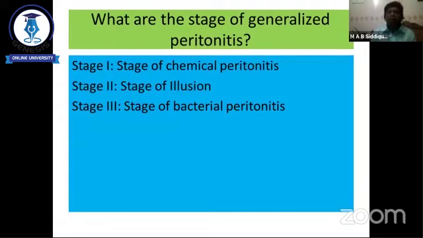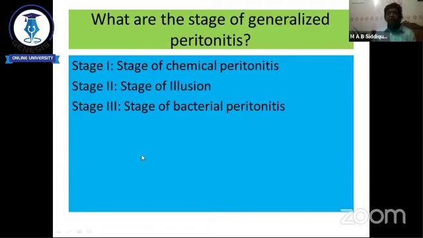What are the stages of generalized peritonitis? Maybe the question may be like that. I mentioned here stage 1, 2, 3. But if the question is like that, then you do not mention stage 1, 2, 3. You just mention the stage of chemical peritonitis, stage of ileation, stage of bacterial peritonitis.